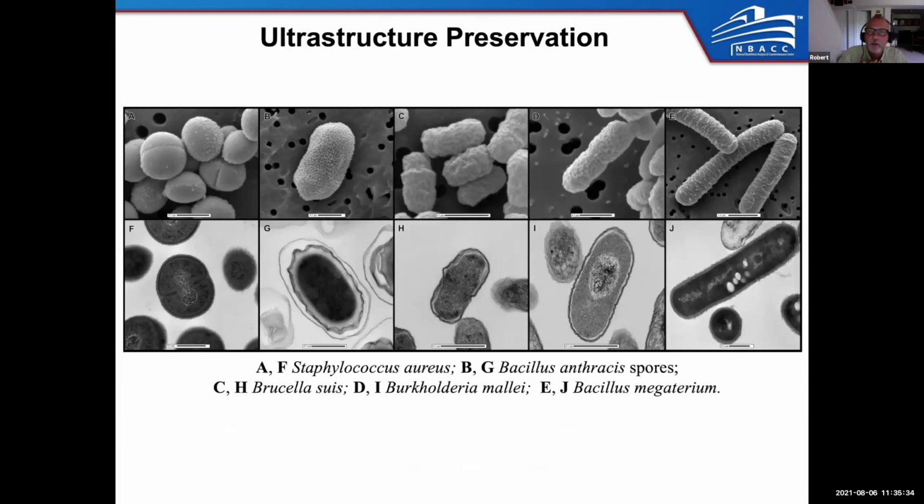So here, instead of looking at just spores, we looked at vegetative cells as well. This is Staph aureus, Bacillus anthracis. We got Bacillus suis, Burkholderia species. This is Burkholderia mallei, and we have Bacillus megaterium. So the ultrastructure of these in 240 minutes is perfectly preserved.